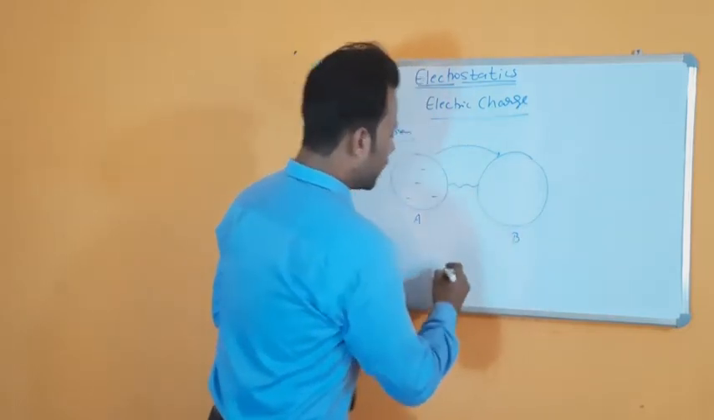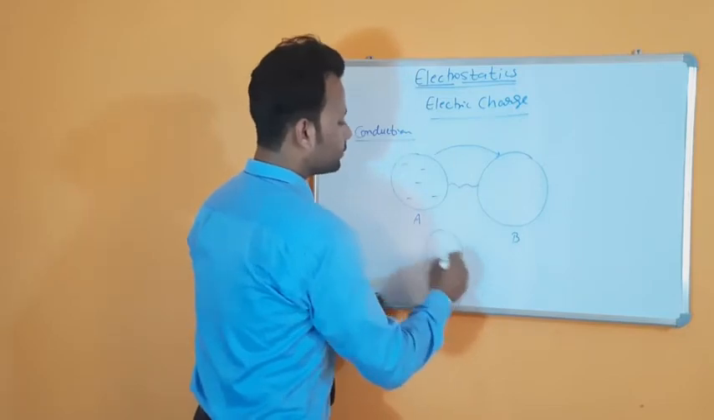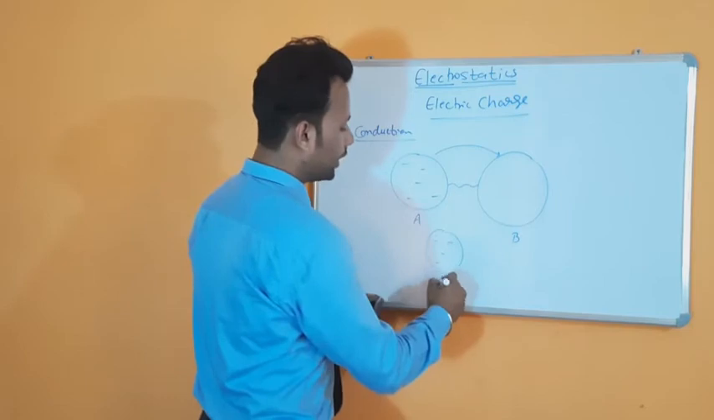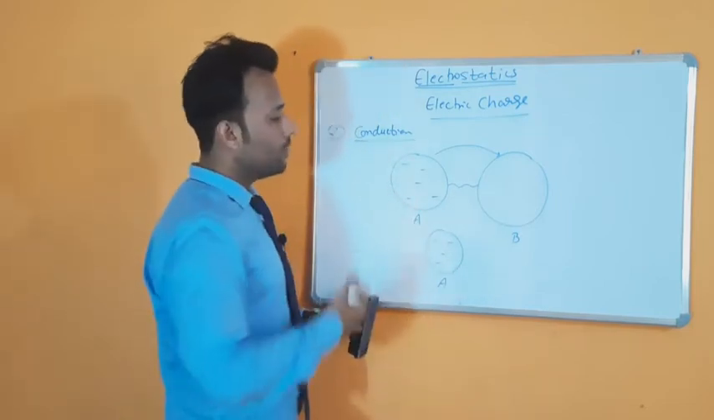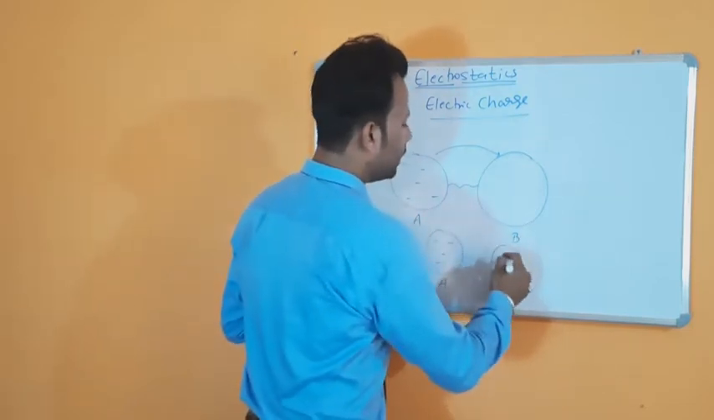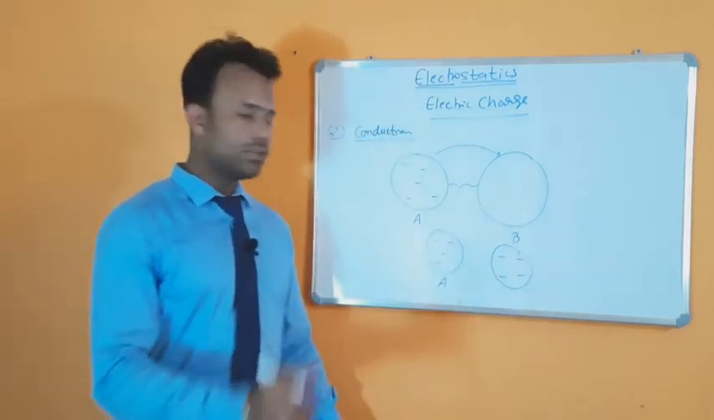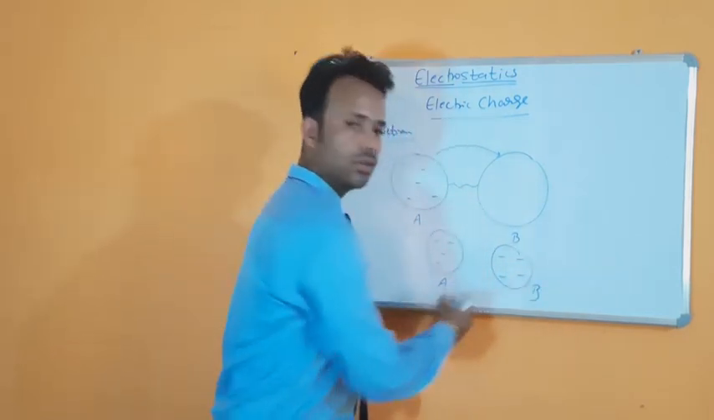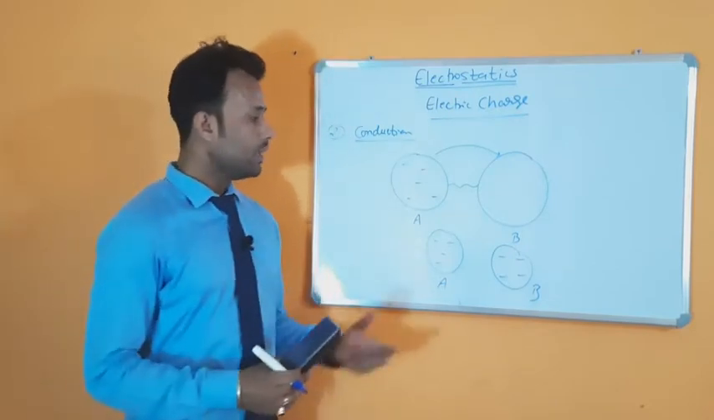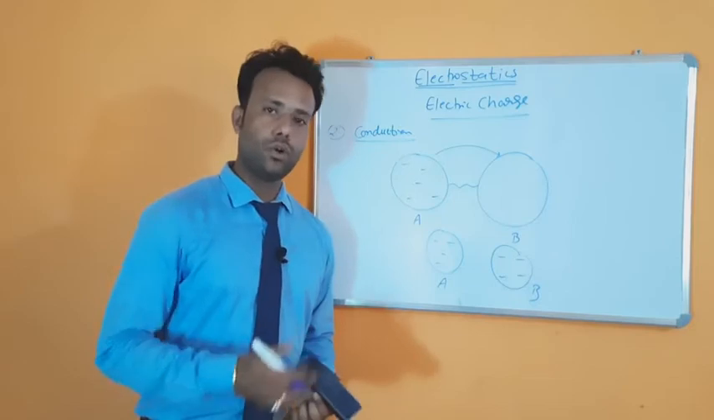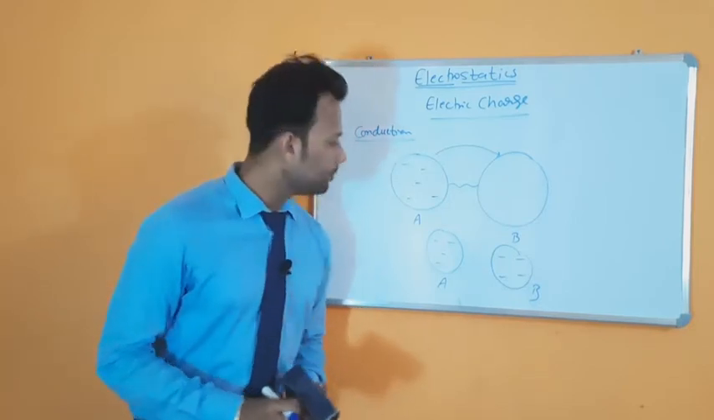Now after some time, what will happen? Body A was initially negatively charged, it will remain negatively charged, but now body B will also become negatively charged, right? So in the process of conduction, similar charge is produced, or we can say similar charge is transferred on the another body, right?